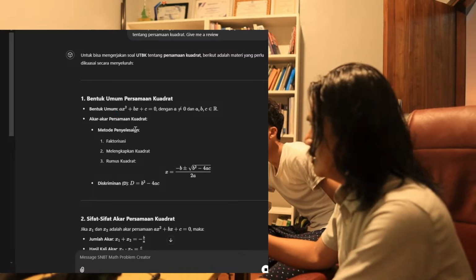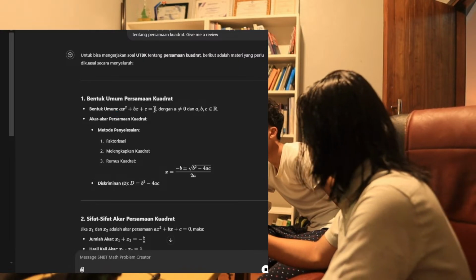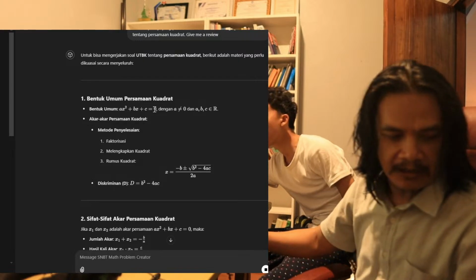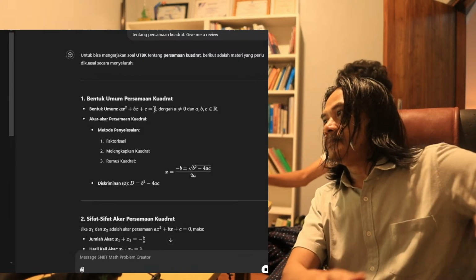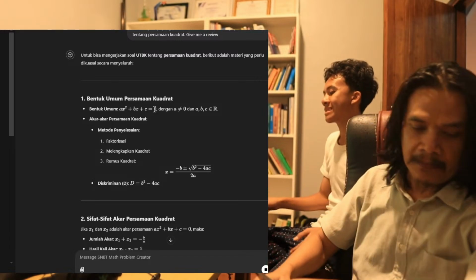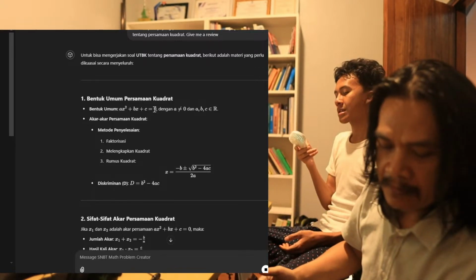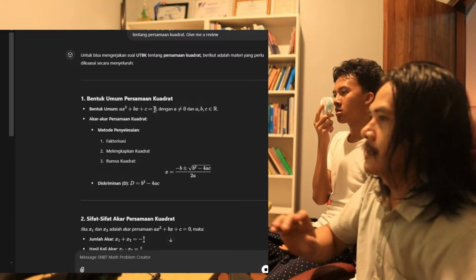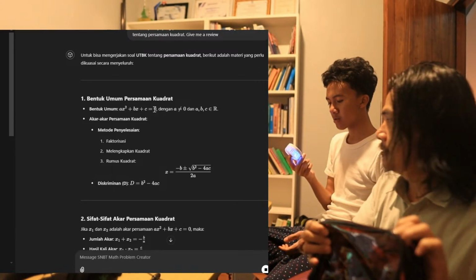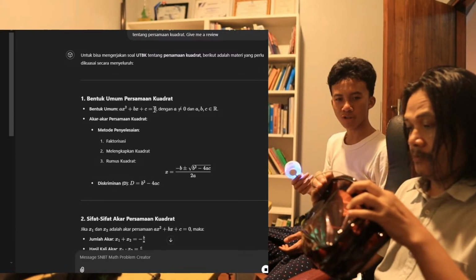Kamu familiar nggak? Kemarin. Tapi ingat tak? What is? Masih ingat tak? X square plus bx plus c equals 0. Tes aku mana sih? What did I try to hold this?